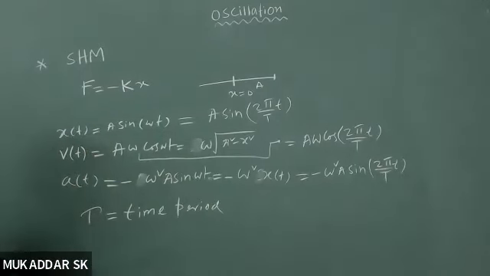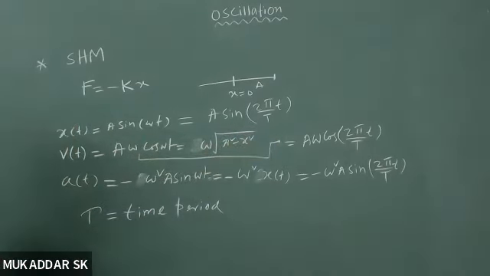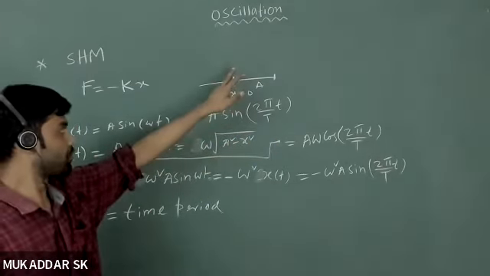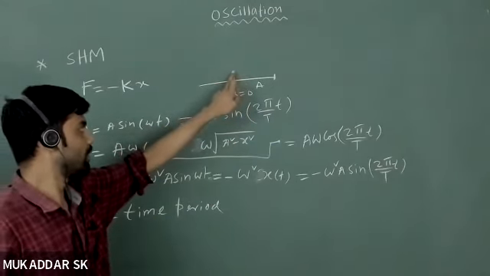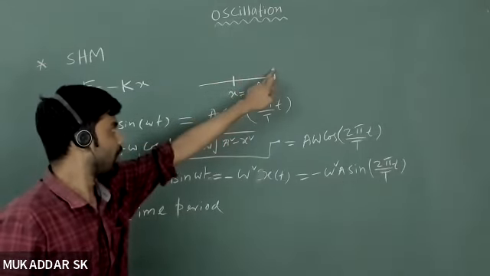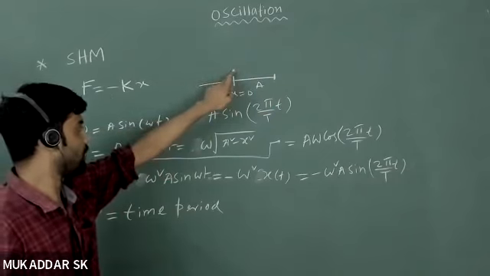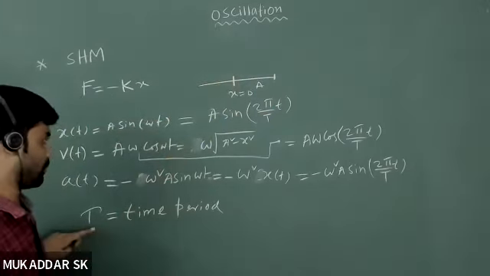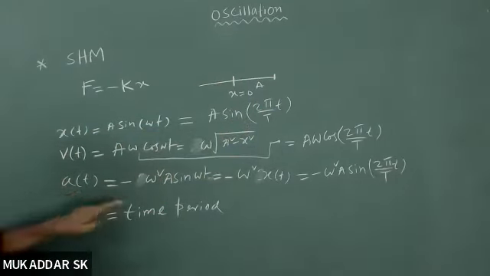So I have substituted omega in terms of time period, and I have assumed that at time t equals 0, your system is at x equals 0, making displacement towards the positive side, and it will complete one oscillation. The time required for that is nothing but the time period. So this x, v, and acceleration become functions of time. Now I'll plot those three curves.